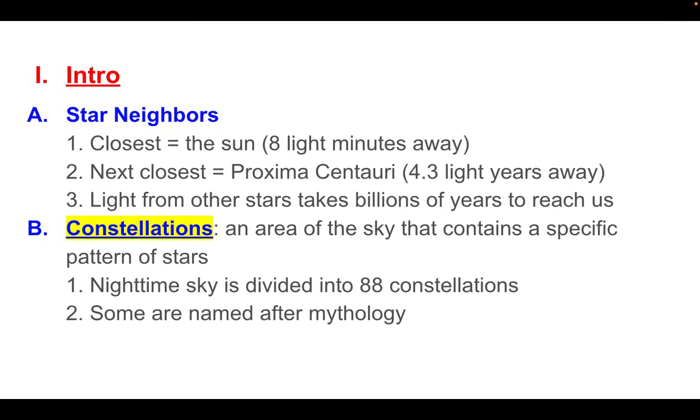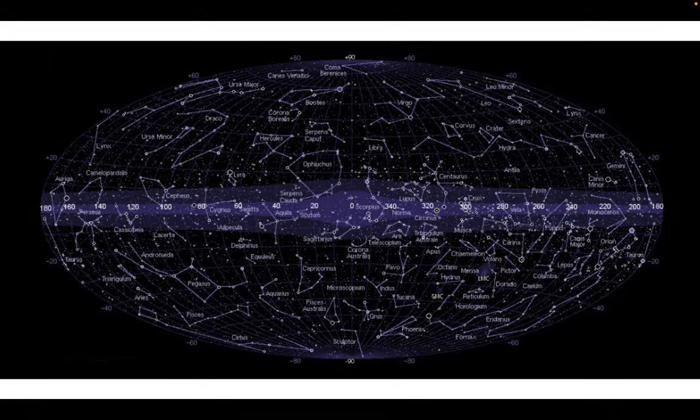So constellations are groups of stars in the nighttime sky, like the Big Dipper, Orion, Cepheus. My personal favorite is Cassiopeia. So here is the nighttime sky. Hercules, Ursa Minor, let's see, Ursa Major, that's the Big Dipper. Cassiopeia is one of my favorites.